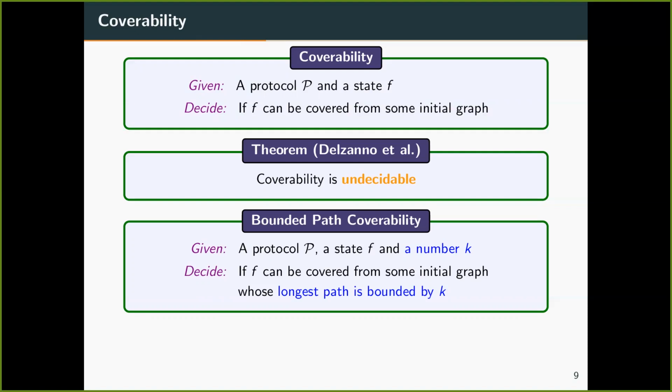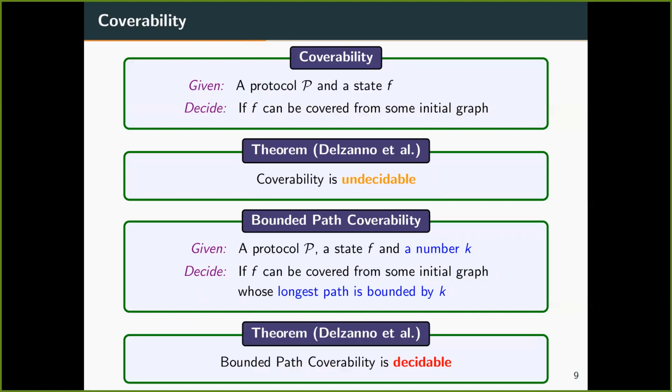Notice that since the underlying graph does not change along an execution, if the longest path in the initial graph is bounded by K, then the same is true for each graph in any execution starting from that initial graph. The authors, in the same paper which proved the undecidability result for coverability, also show that this restriction, the bounded path coverability problem, is decidable.